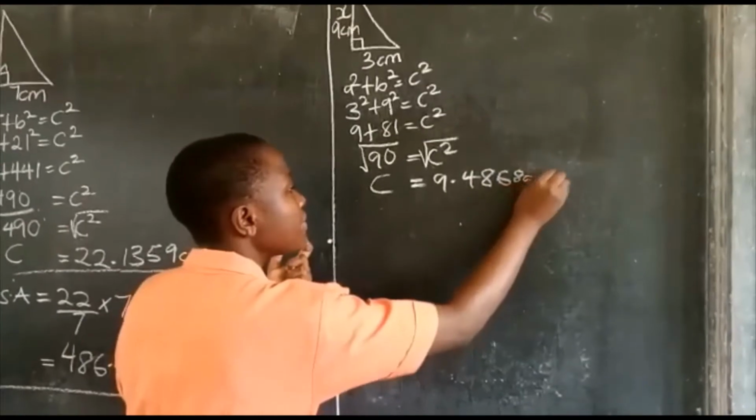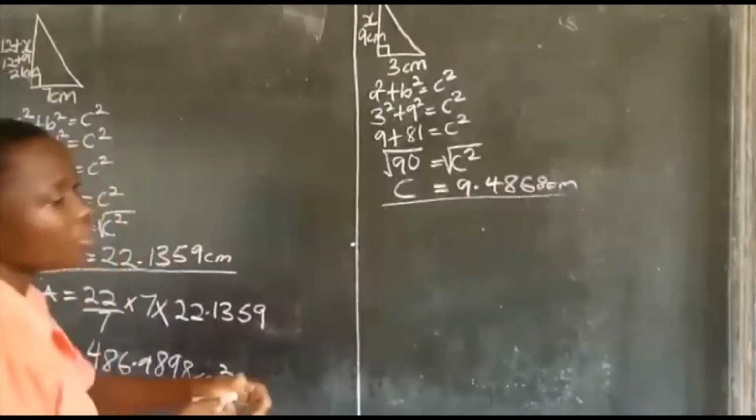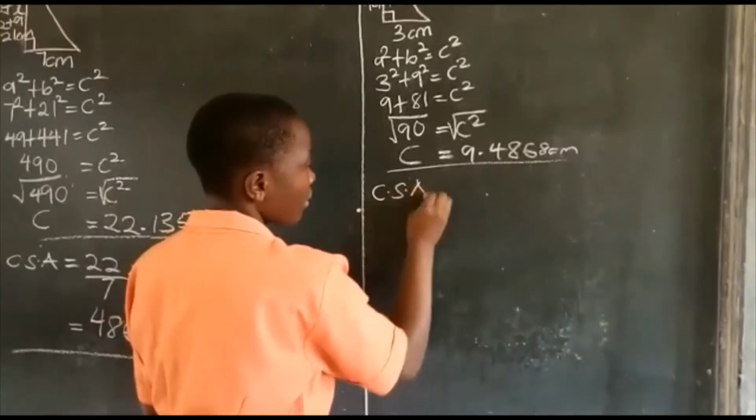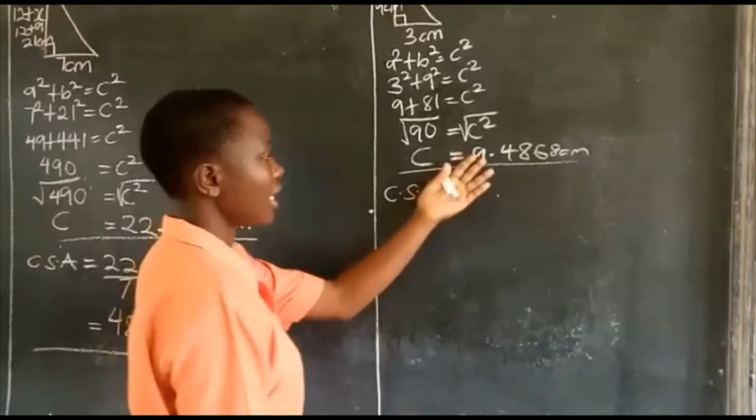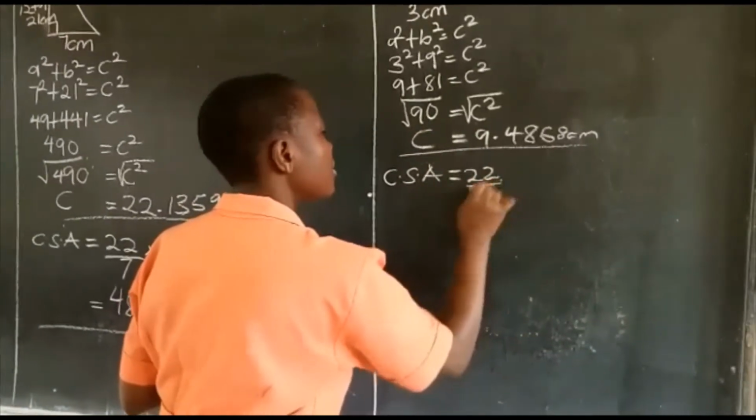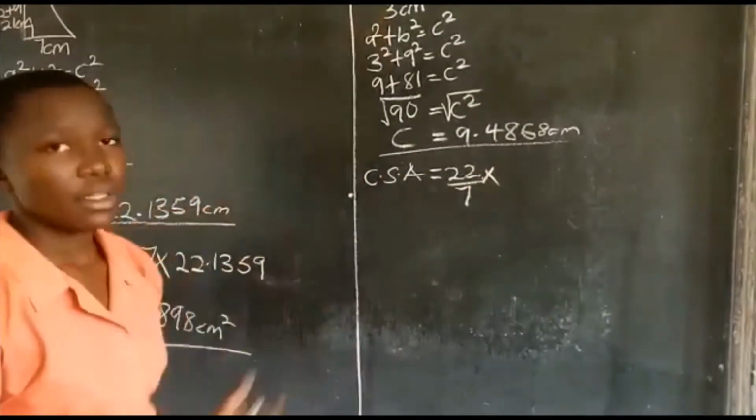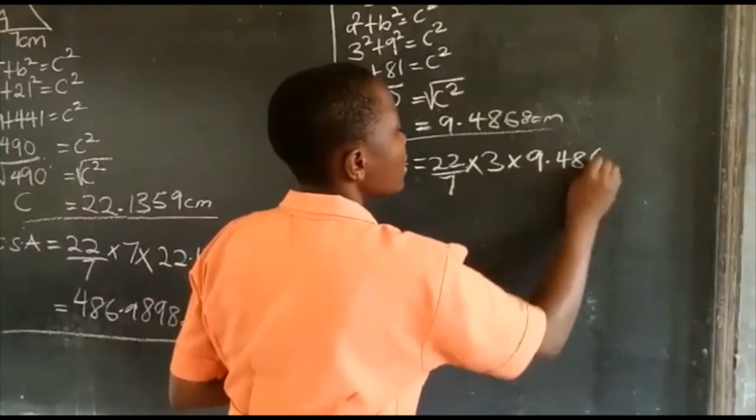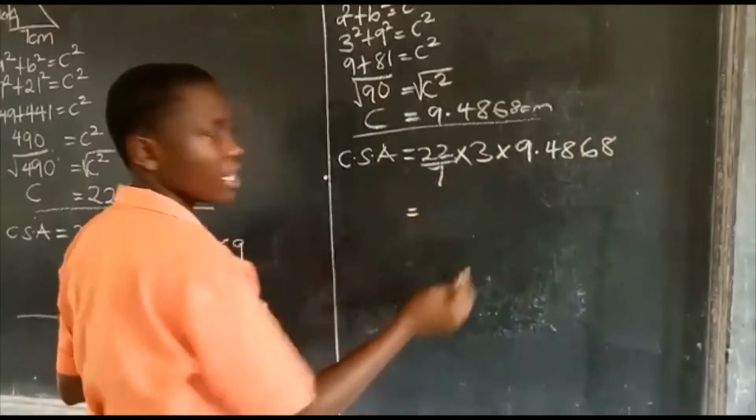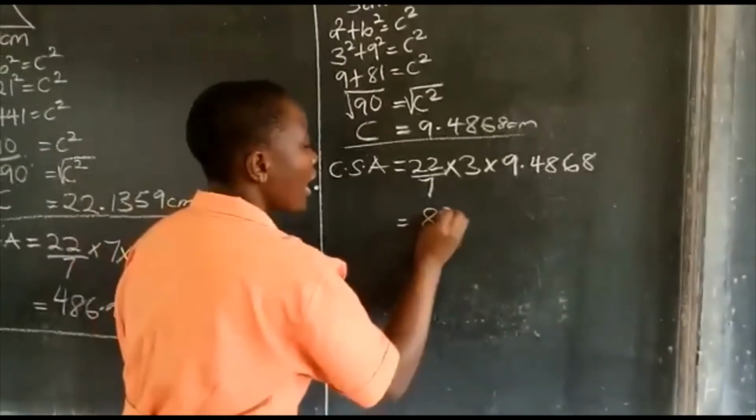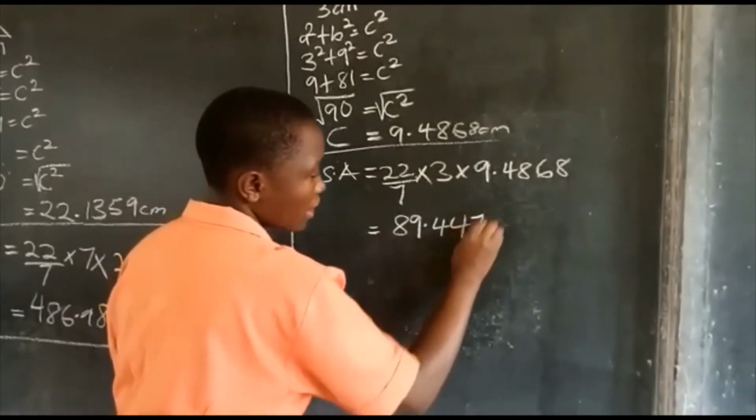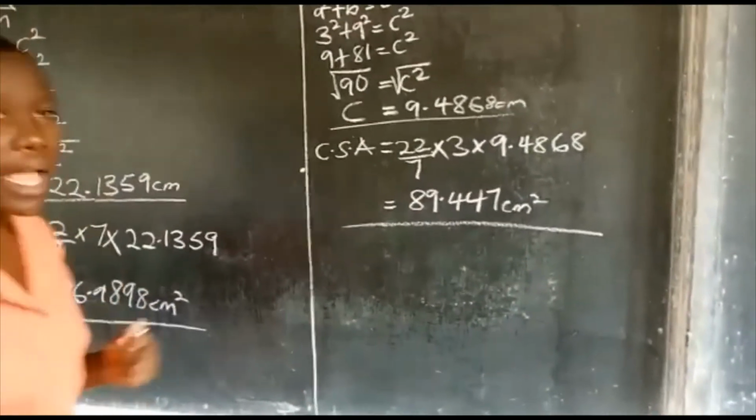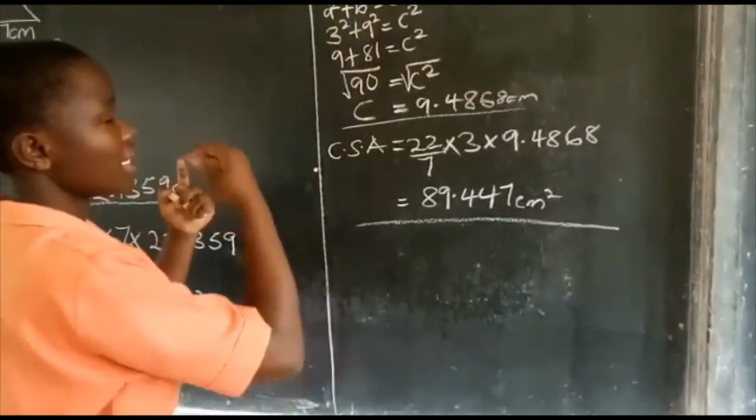9.4868 centimeters. And given this, we are going to find the curved surface area of our small cone, which is still pi RL. We have our slanting side, so it's 22 out of 7 times our radius, which is 3 centimeters, times 9.4868, and our curved surface area for our small cone will be 89.447 centimeters squared.